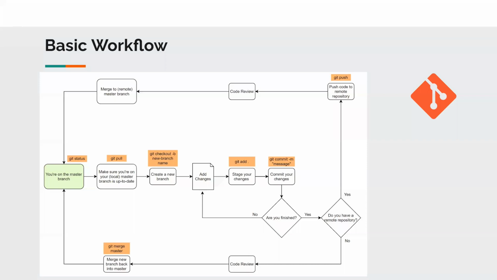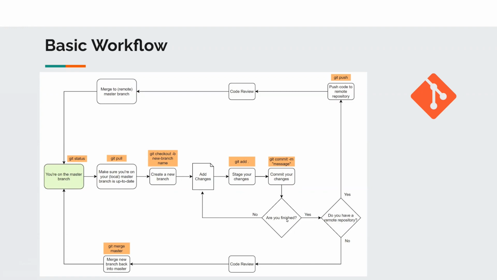Here is a flowchart of what your basic workflow will look like. I've added the Git commands you would use to achieve each step, but I wouldn't worry about memorizing those. The focus should be each step used when working in a Git repository. Starting on the master branch, make sure your local master branch is up to date with the remote master branch. Create a new branch. Start working on your feature, stage your changes, commit your changes.